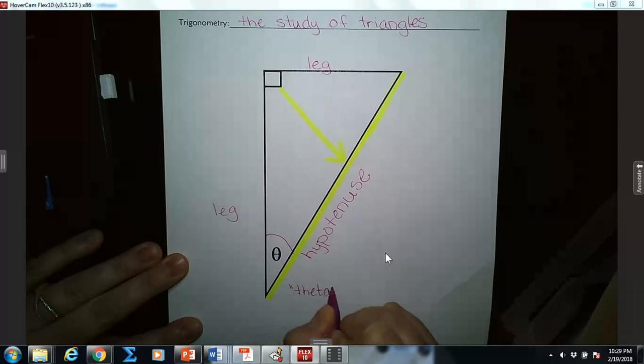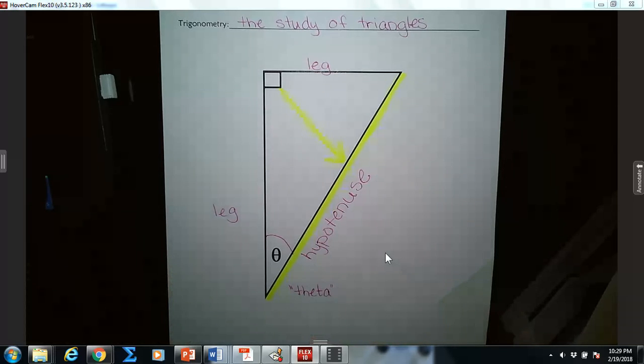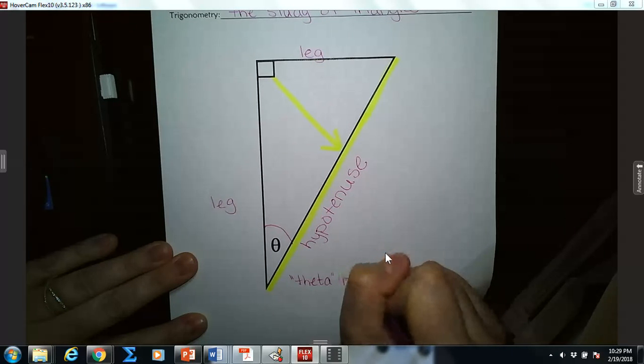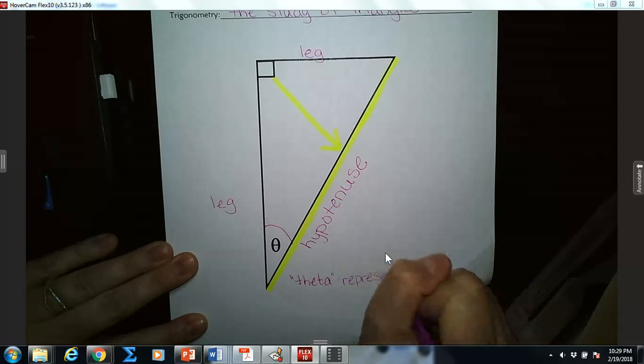You know, Pythagoras was a great Greek mathematician, so we're still using the Greek letters, and this letter is called theta. And theta represents the angle of perspective.